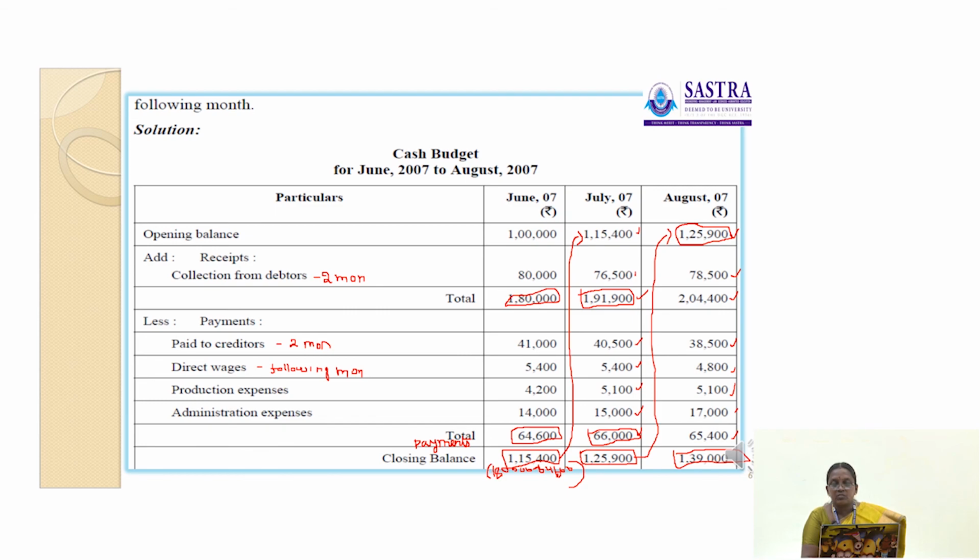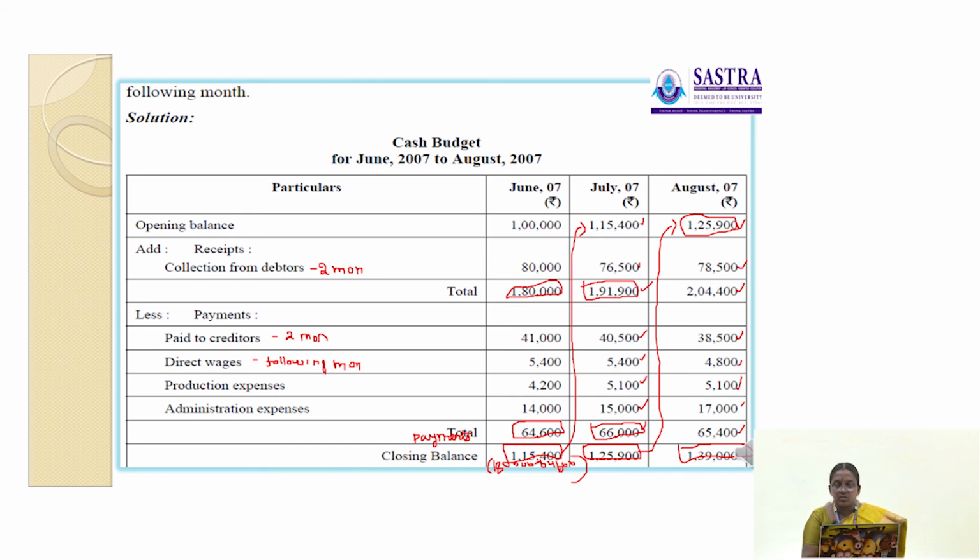So we have to find out the closing balance. Opening balance of cash here is 1,25,900. Add receipts from debtors, total 2,04,400. So 2,04,400 minus total payments 65,400. The net amount is 1,39,000.